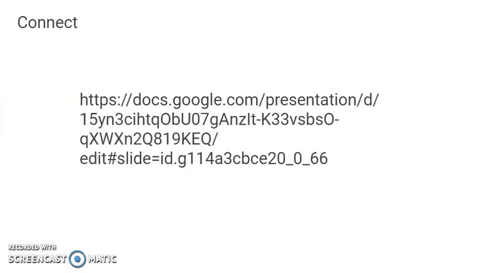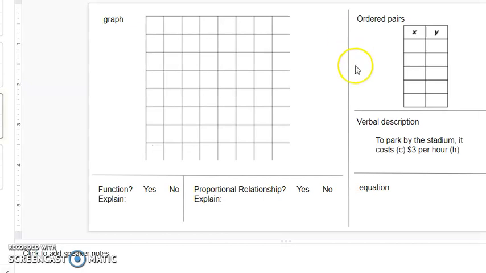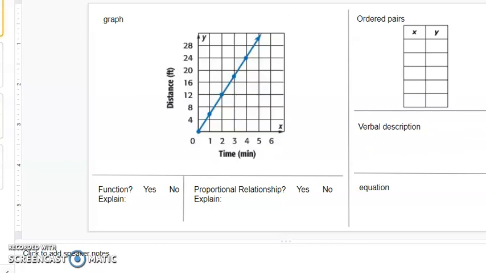A while back, quite a while back, you took a quiz and did an assignment. It looked kind of like this, where maybe I gave you a graph and you had to do all of the other representations of this relationship. You had to make the ordered pairs, then the verbal description, then the equation. Graph to ordered pairs was not too bad. Writing a verbal description was really tough, and writing an equation was really tough.